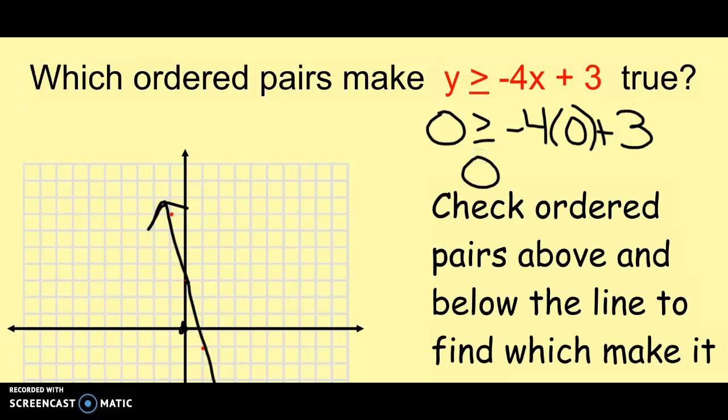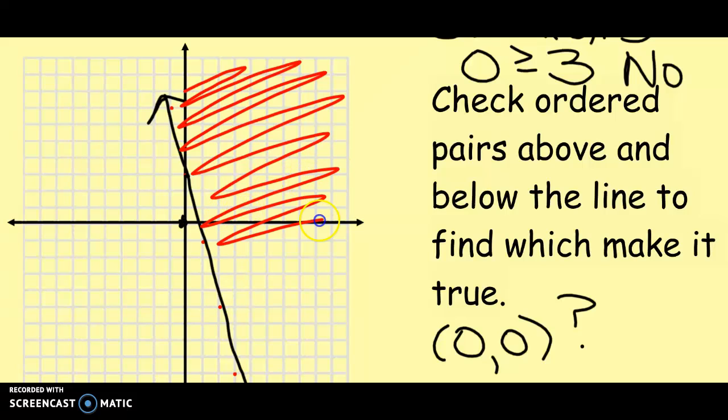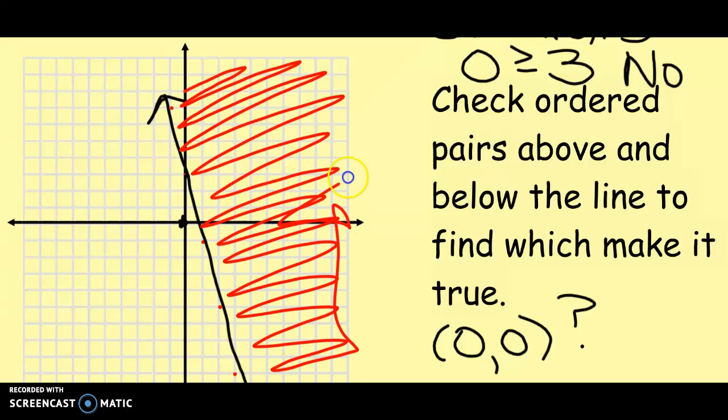I get 0 is greater than or equal to 3. Is that true? No, it is not true. So we're not going to shade on that side where 0, 0 is. We're going to shade on the other side of the line, the side that's not including 0, 0.